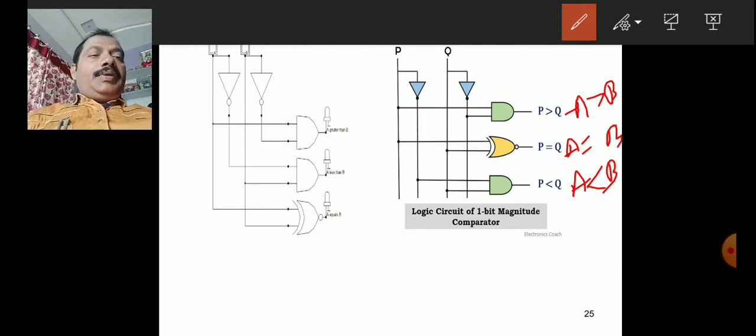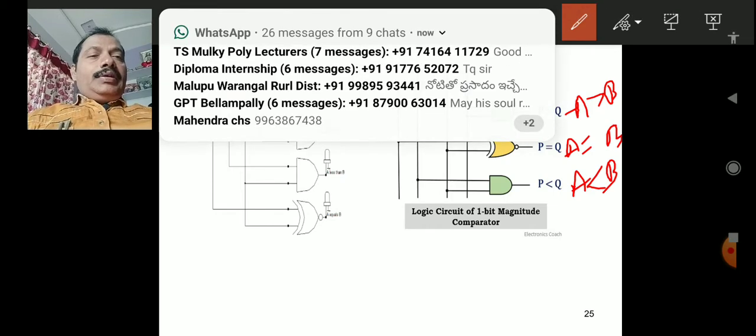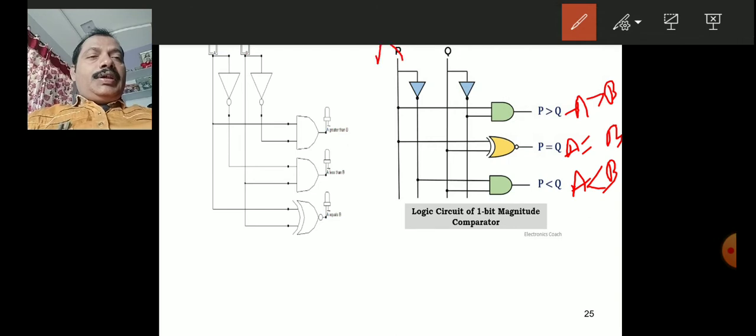For A greater than B, A B bar, you see the connections carefully. This is A, this is B, A is connected and B bar is also connected here. If you observe, B bar is connected. A B bar, A greater than B. A equals to B, A bar B bar plus AB.